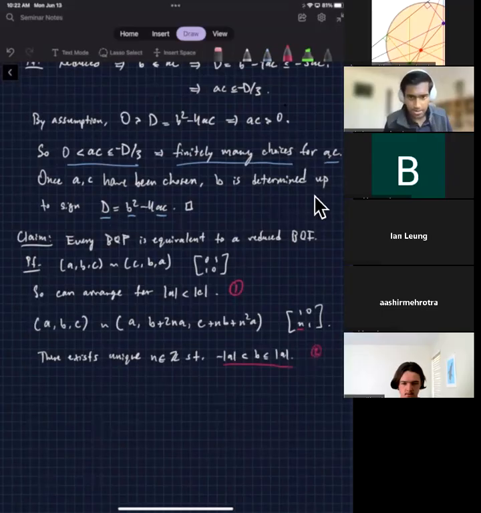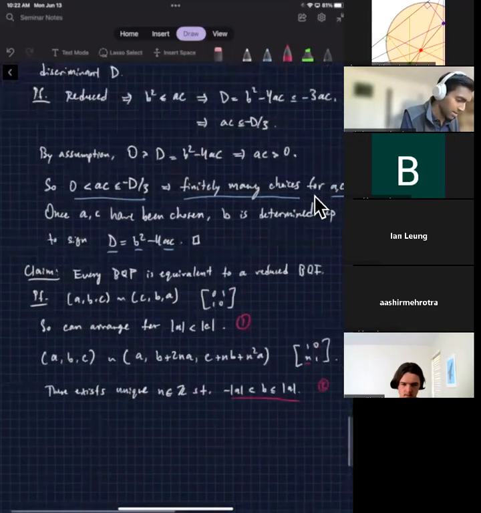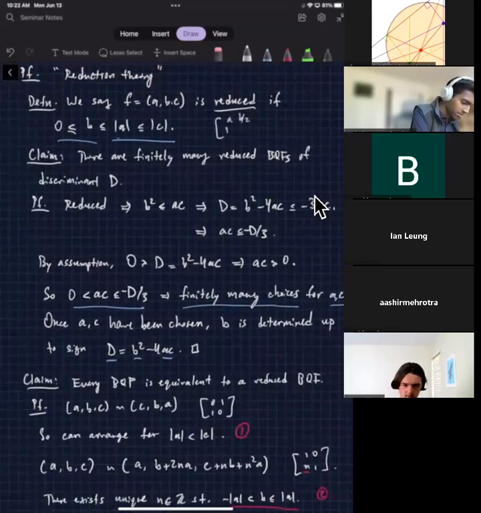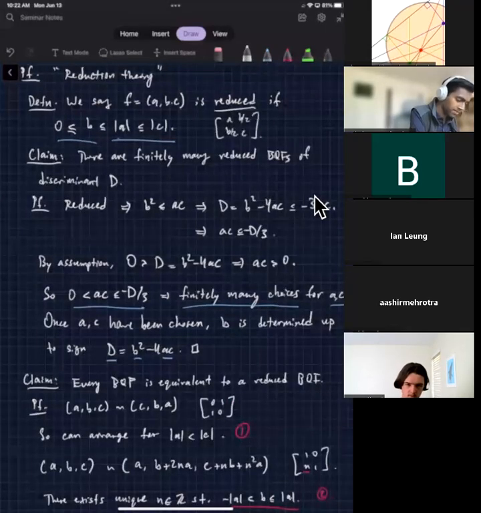I see there's a question. Does your reduced polynomial have a good matrix analog? Well, not really. The matrix would be A, B over 2, B over 2, C. And the reduced condition is just going to impose a condition on the sizes of these matrix entries. It doesn't really correspond to any particularly nice matrix.